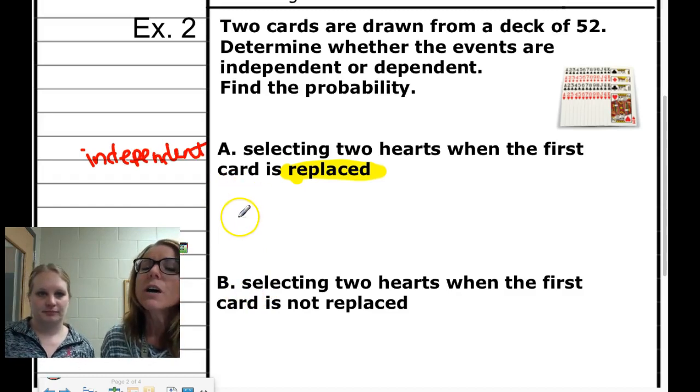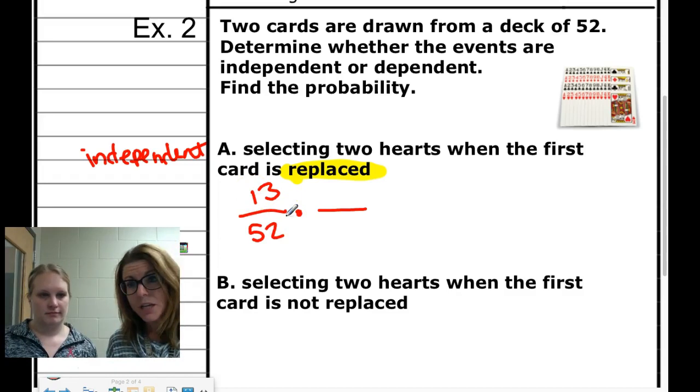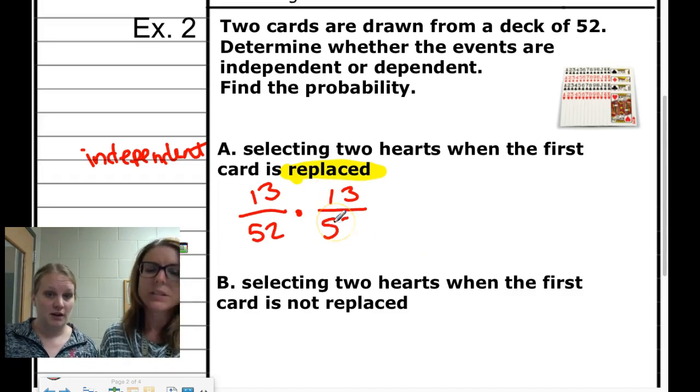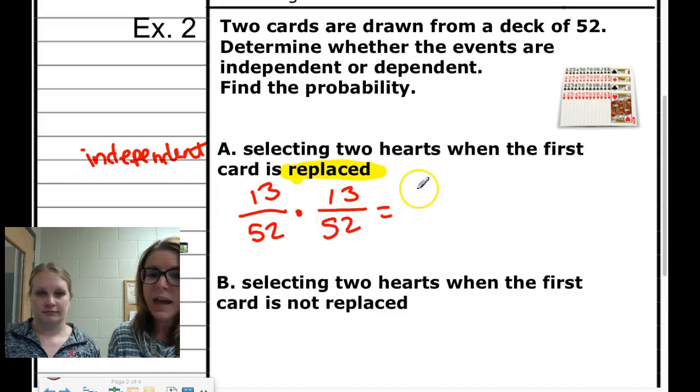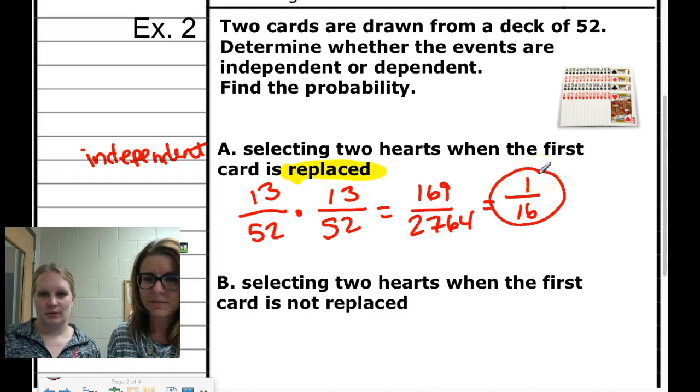Got it. So we're going to find 2 different probabilities and multiply them together. So the probability of getting a heart, first of all. We know there are 13 hearts in a deck of cards. And if we select a heart, take it out, and put it back in, there are still 13 hearts in the deck. And there are still 52 total cards in the deck, because we put it back in. Exactly. Now if we multiply those, 13 times 13 is 169, and 52 times 52 is 2704. And if we reduce that, because you always have to reduce, you get 1 over 16. Oh, that one's a nice one. Pretty nice, easy.